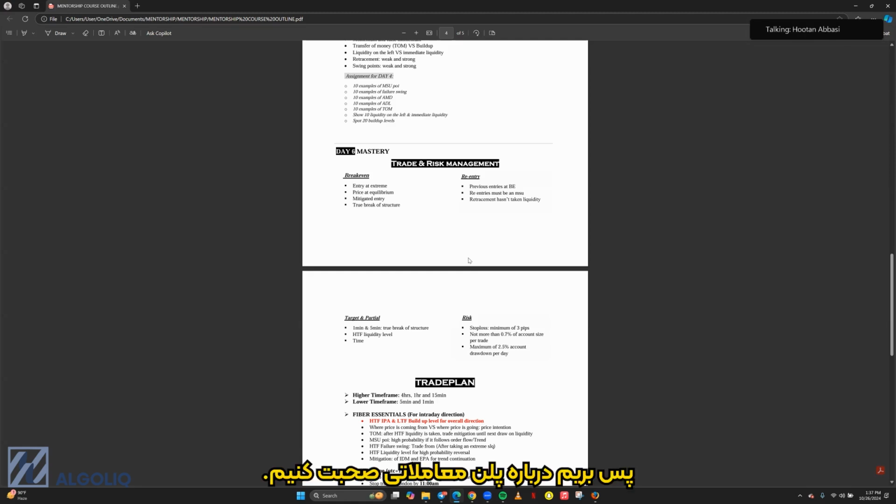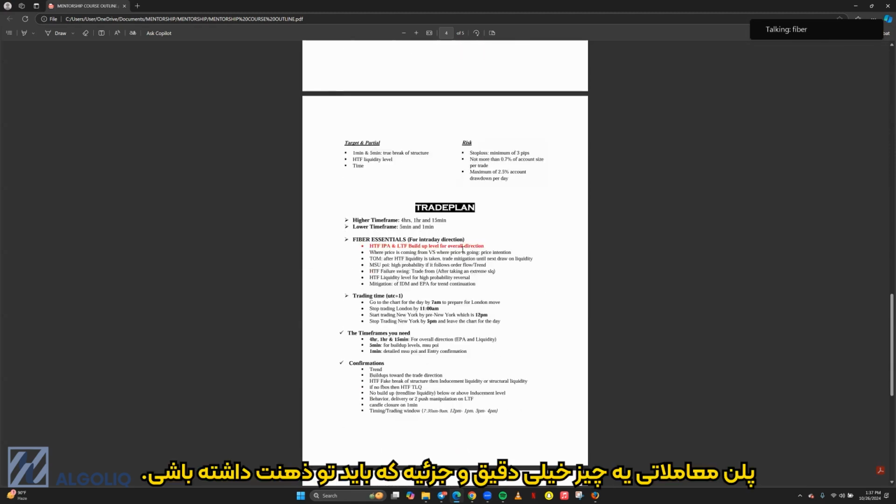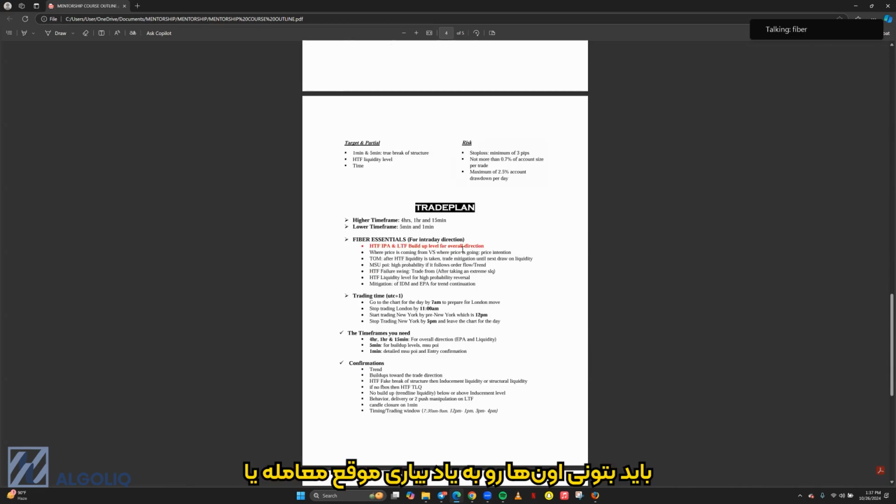Okay. So let's talk about the trade plan and how to apply it. The trade plan is very detailed, and you need to put it in your head. You need to be able to remember it when trading, or you print it out and place it somewhere in your room or on your screen. Just do what you have to do to be able to see these things every day.